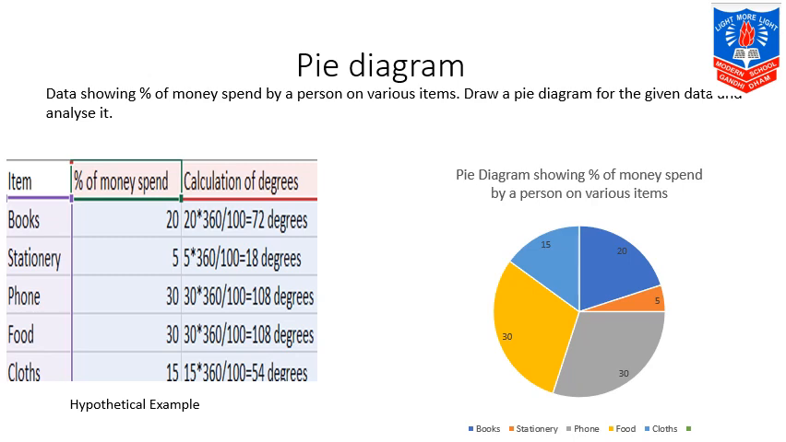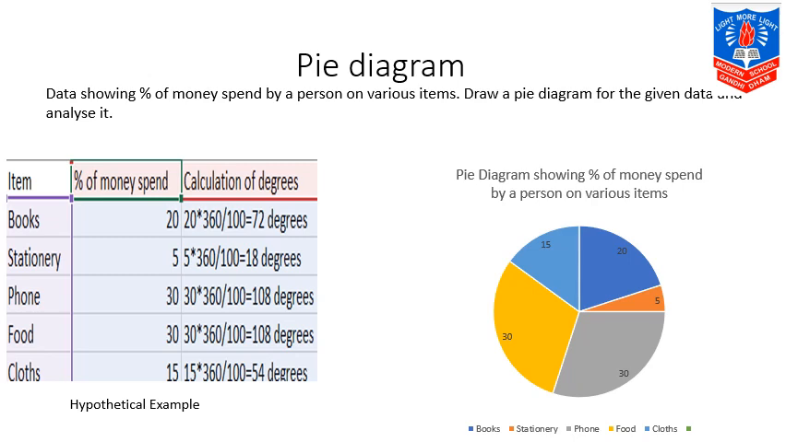So we first start with the calculation of degrees. Very first one, books. 20 into 360 divided by 100 equals 72 degrees. 5 into 360 divided by 100 equals 18 degrees, and so on we will do the calculations.